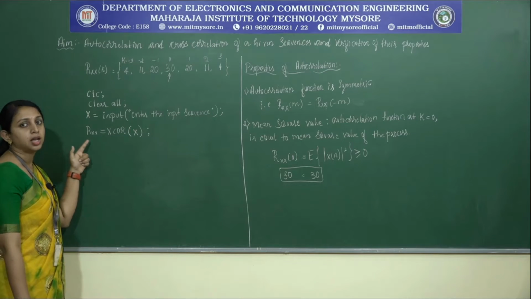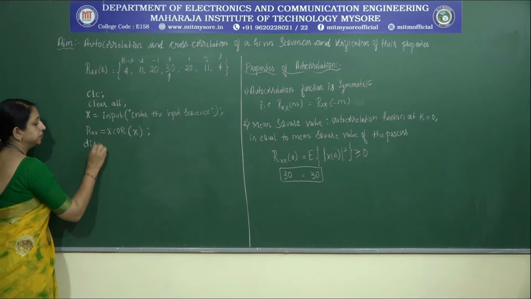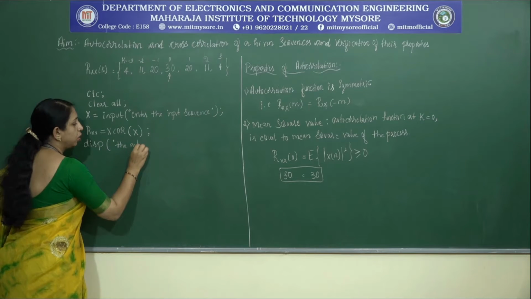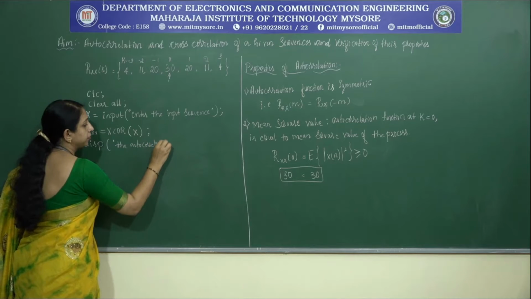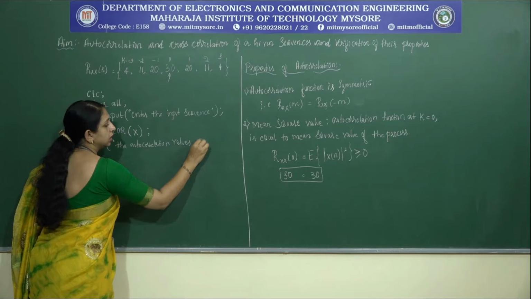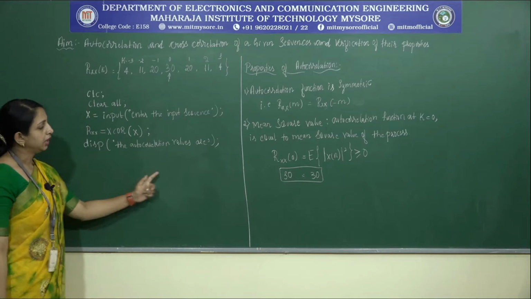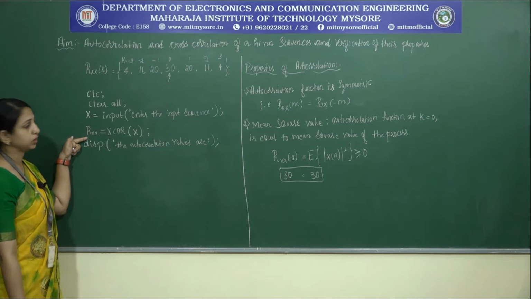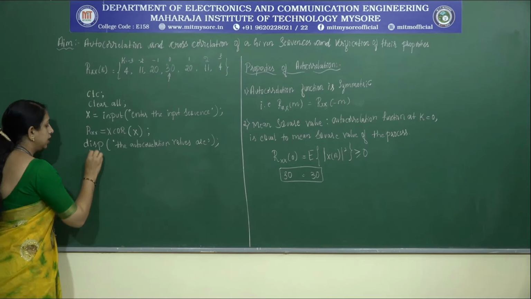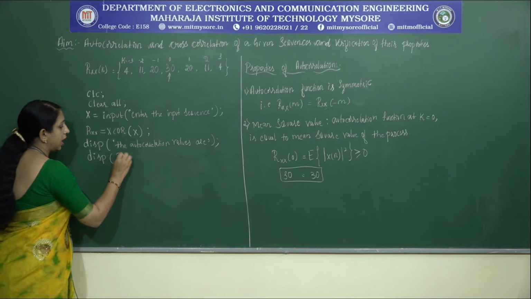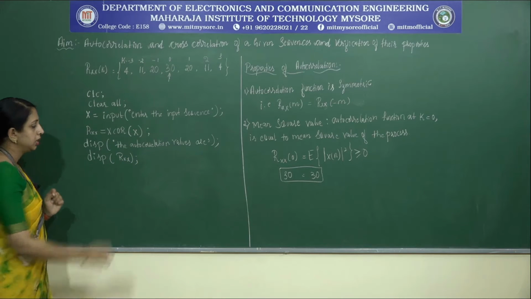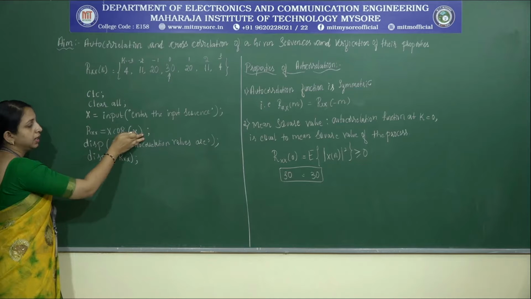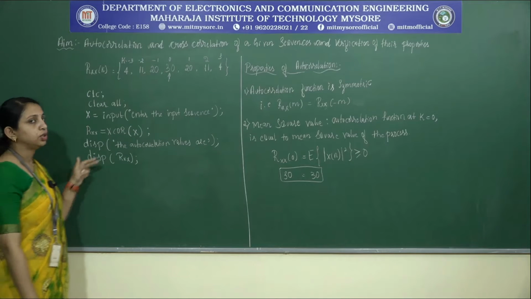Now display this. Use disp within single inverted commas, the autocorrelation values are. So it is just a text, you can write anything within the single inverted commas. After this, you need to display the values also. So in order to display that, give disp just rxx. First, the sentence will be displayed in the command window. Later, the values of rxx will be displayed. Then, plot it on the figure window.